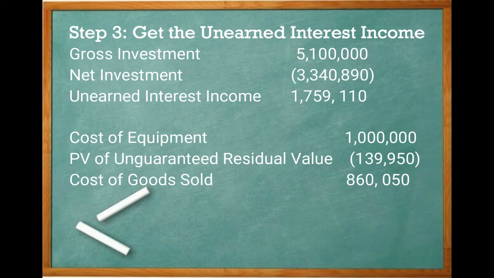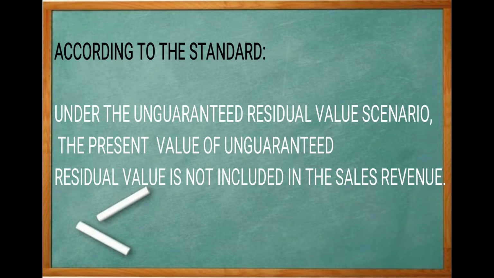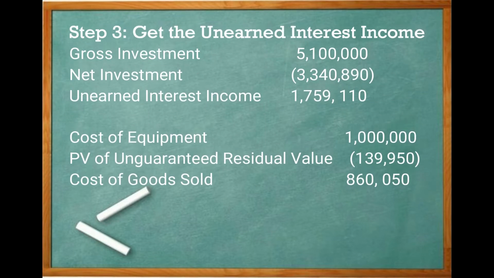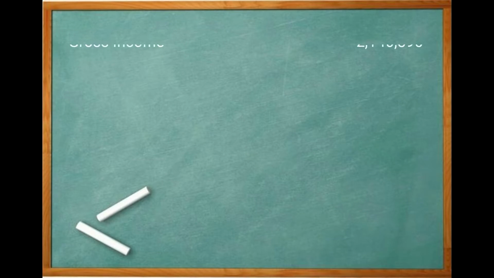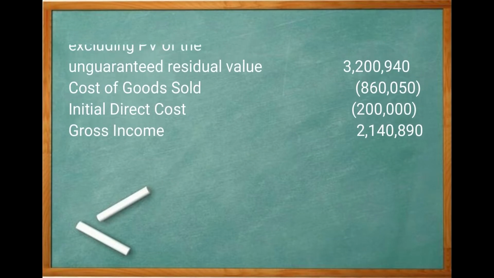Ngayon naman ay kukuhanin na natin ang gross profit. But before that, kuhanin muna natin ang cost of goods sold. According sa standard, the present value of the unguaranteed residual value is deducted from the cost of the underlying asset. So, cost of the equipment, 1 million, minus the present value of the unguaranteed residual value, 139,950, equals 860,050.